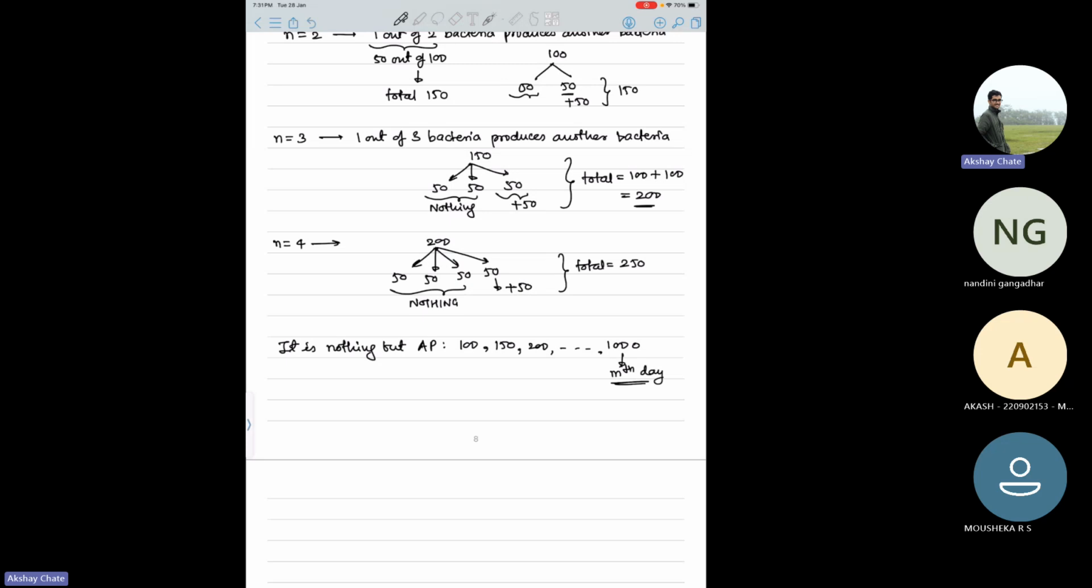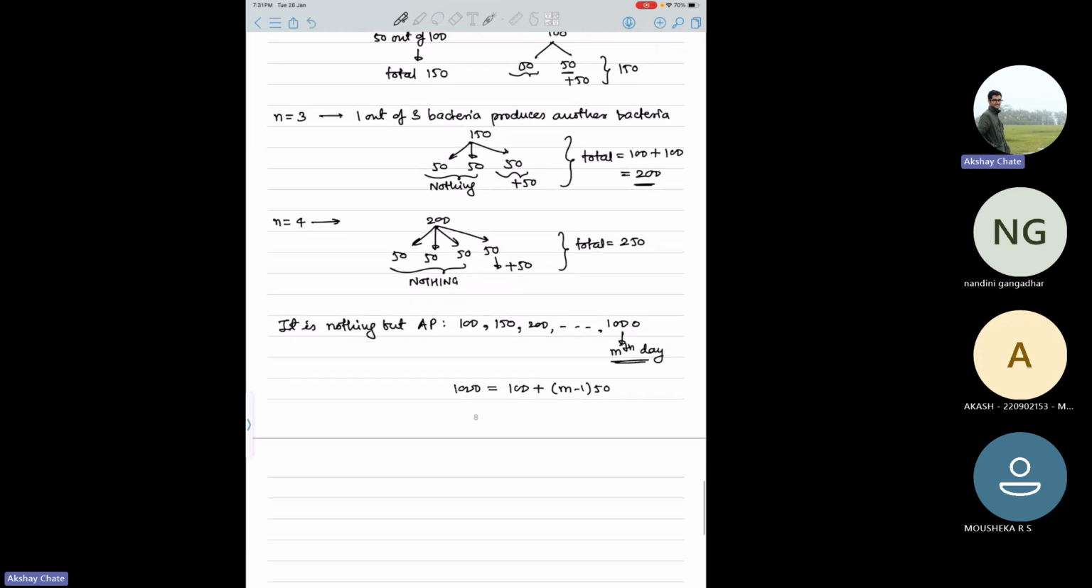So can you tell me what will be the m value? You need to use the AP formula, right? 1000 will be 100 plus m minus 1, and the d here is 50. So therefore it is 900 by 50. So 900 by 50, right? Yeah, so 90 by 5. 18, right? So m will be 19. So on the 19th day, you will reach 1000 number of bacteria.